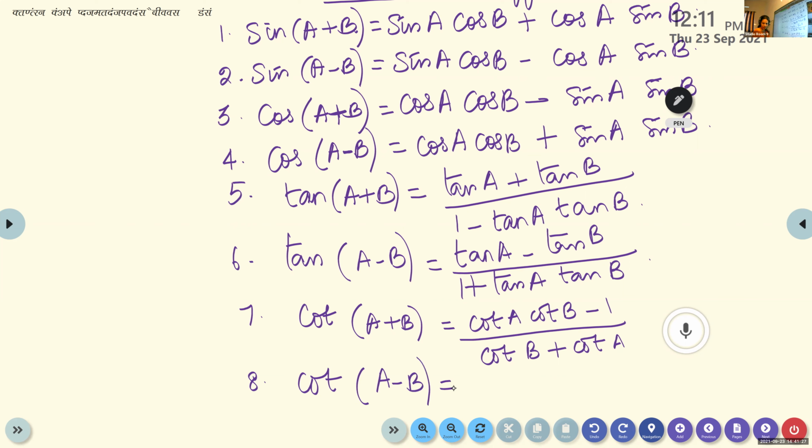Cot of a minus b is cot a cot b plus 1 by cot b minus cot a.